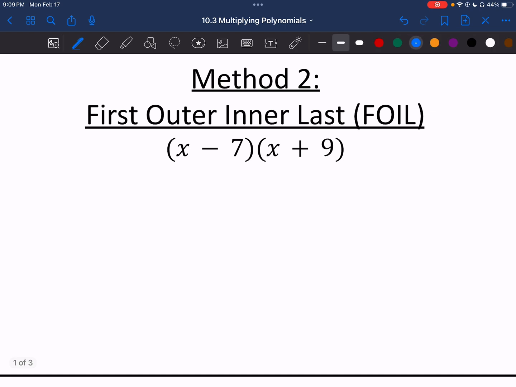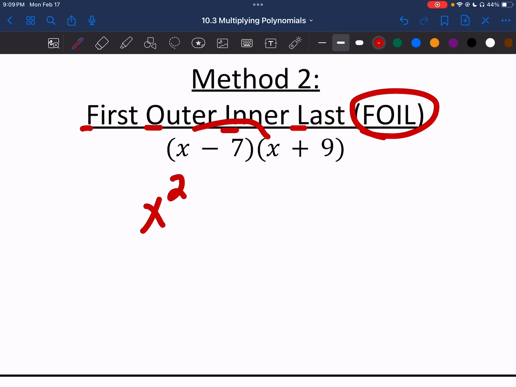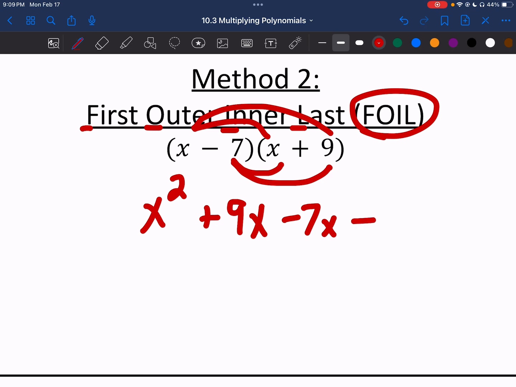Method number 2 is a method that if you talk to anybody who's taken Algebra 1 in the past, even your parents or grandparents, they may remember this acronym FOIL. First, outer, inner, last. So we multiply the two first terms. x times x is x squared. We multiply our outer terms, x and 9, so that's plus 9x. We multiply our two inner terms, negative 7x. We multiply our last two terms, negative 63.